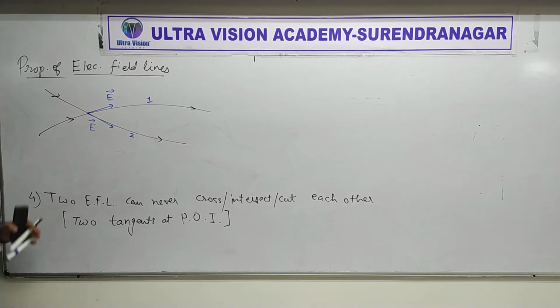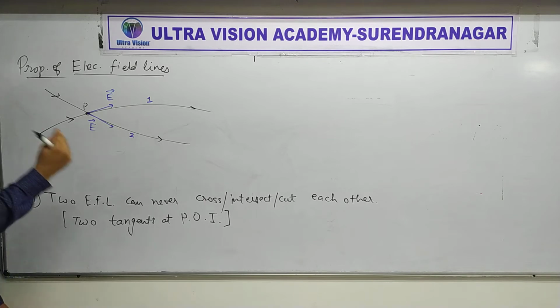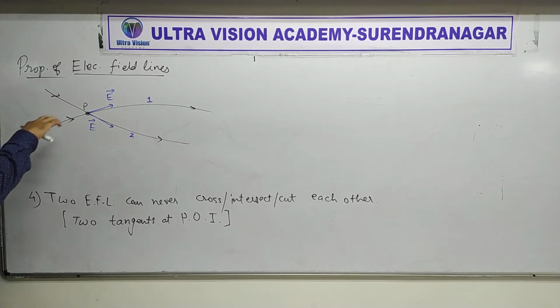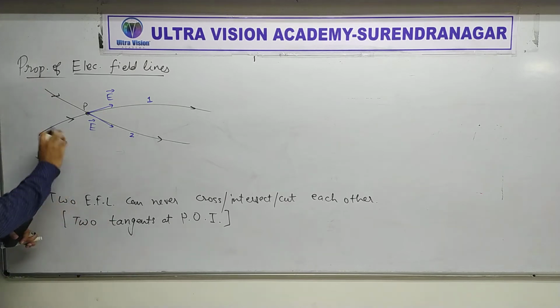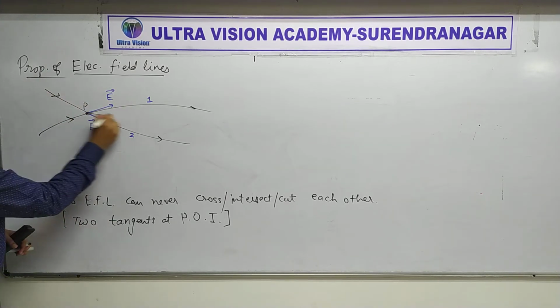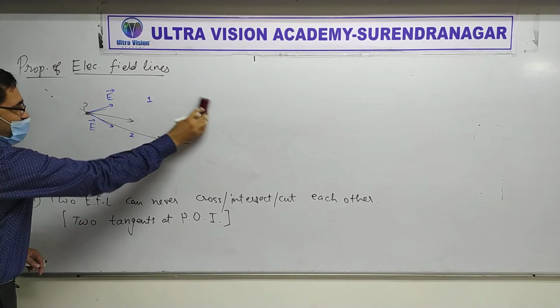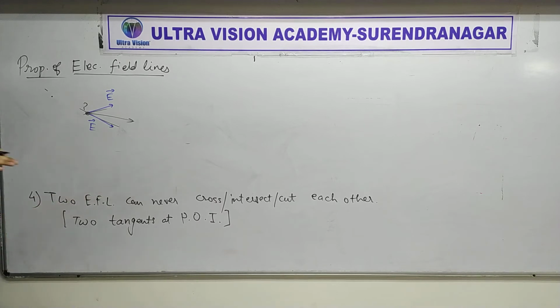So this is wrong. Why wrong? Because this would mean at this point P, there are two separate electric fields. It cannot be like this. There will be only one electric field at any point. In fact, if two field lines were to cross, then the fields will merge, and instead of going that way or this way, it will go here. The field will get rearranged. That's called the superposition principle.